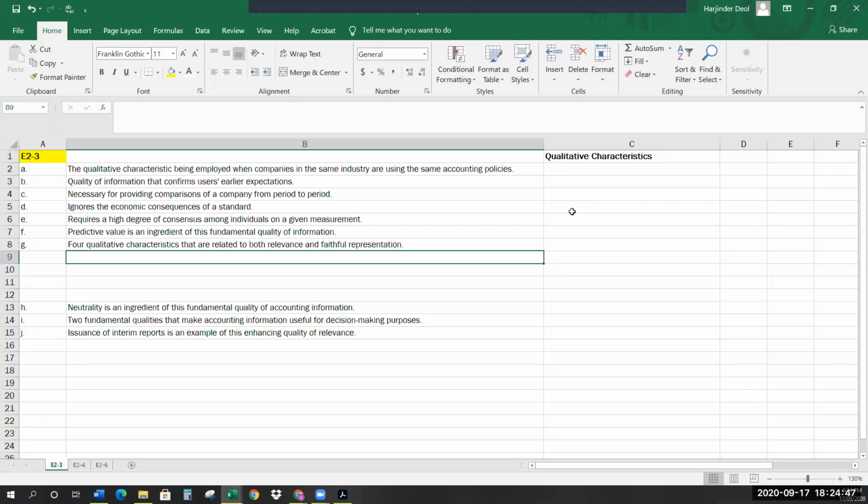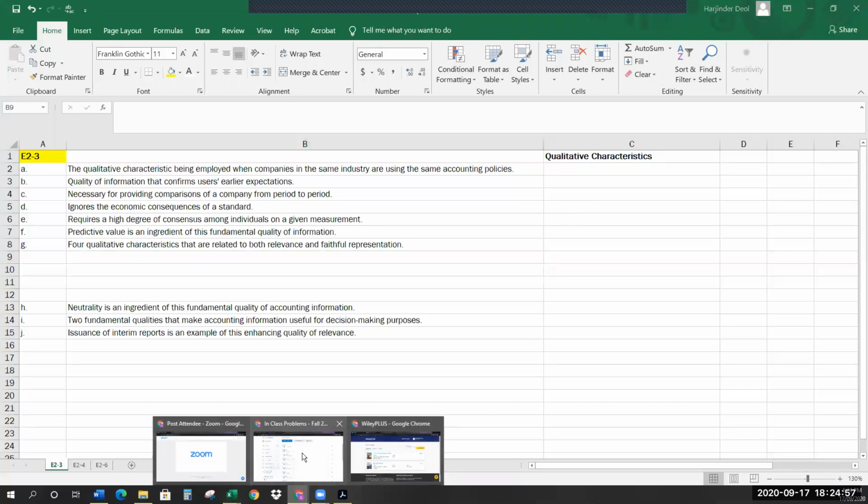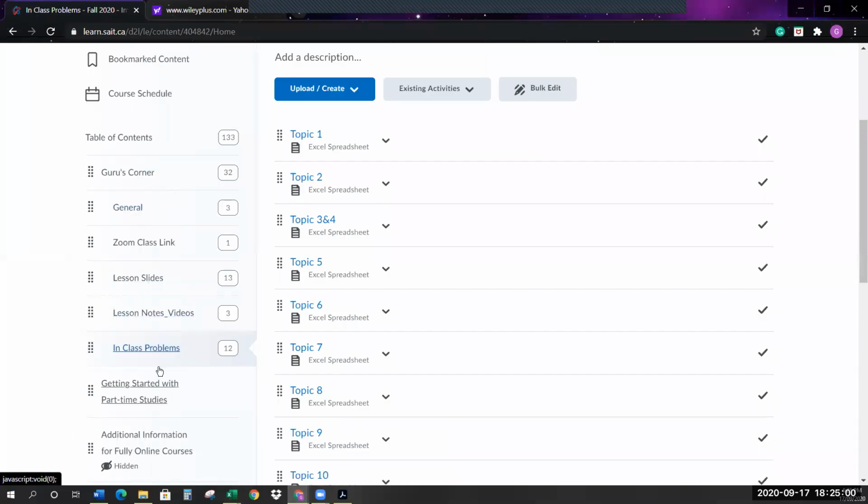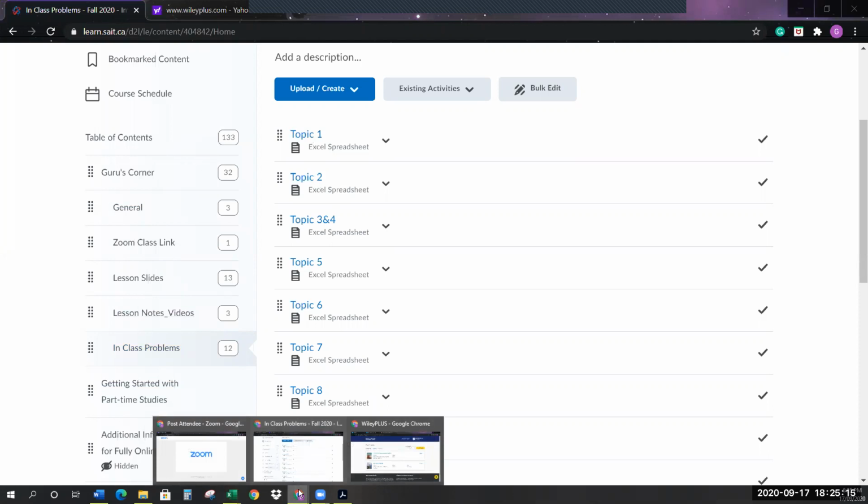Okay. Any other questions before we jump into E2-3, which is coming from topic 1, and this Excel is posted. If you want to do this while we go, go to Guru's Corner under in-class problems. We are referring to these Excels in topic 1 and topic 2. So are you guys set then? Yes. Awesome.